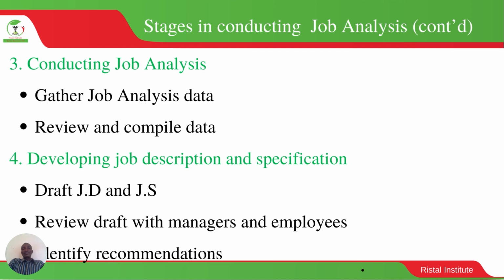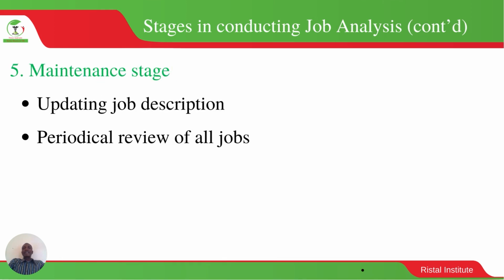The last activity to be done under developing the job description and specification is to identify recommendations. You need to identify recommendations from the top management or even from the employees. What is their view on the result of the job analysis? Can you go ahead and implement it or not? So after seeking the recommendations, then you are free to go and implement it. Now let us look at the last stage.